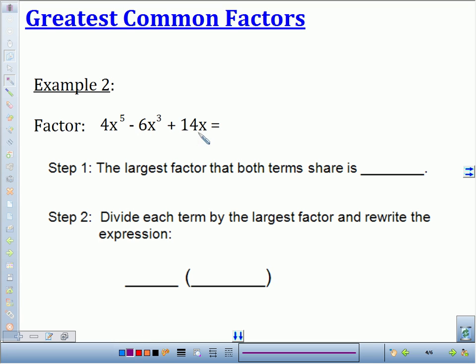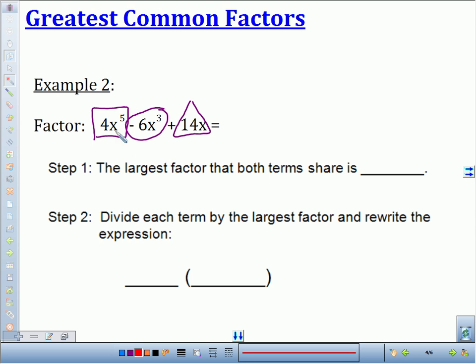Now this time we have 3 terms. 4x to the 5th, negative 6x to the 3rd, and 14x. I'm just going to put symbols around here so I can keep it straight. 4 times x to the 5th is one term, negative 6x to the 3rd is another, and 14x is a third.